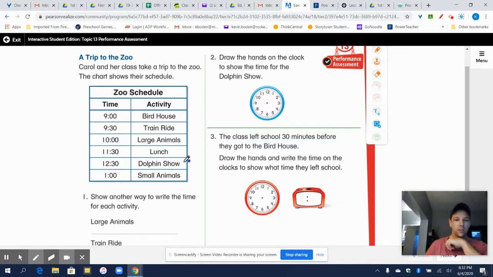So what time is dolphin show? That's right. It says 12:30. You guys are really good at reading clocks like this, the digital clocks. Now we have to put 12:30 on this clock, the analog clock, the one that runs on batteries. So let's do 12:30. Let's make sure we get our hour hand on the 12, but not on the 12 exactly because it has to be 12:30. So let's put it halfway past the 12. So that means it's in between the 12 and the 1.